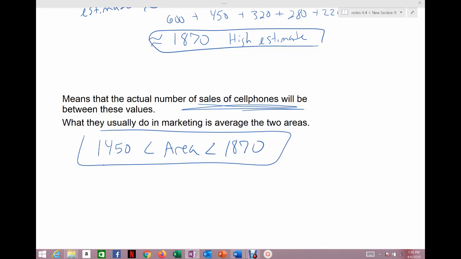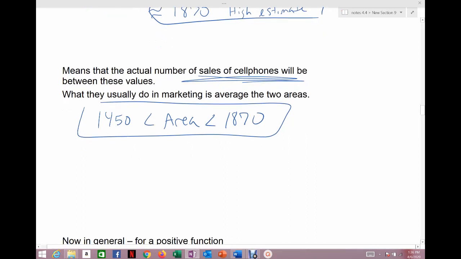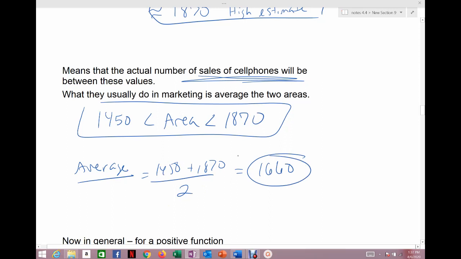And a lot of times what they'll do is they'll average the two. They'll take the high value, the low value, and average them. So if we average the two, we add them up, divide by 2, probably a more accurate answer. And again, it wouldn't be exact, it's still an approximation, it's still an estimation. Based on my research, they would expect to sell around 1,660 cell phones. The area should be close to that value, based on the statistical information I've collected. All right, and so that's an example.